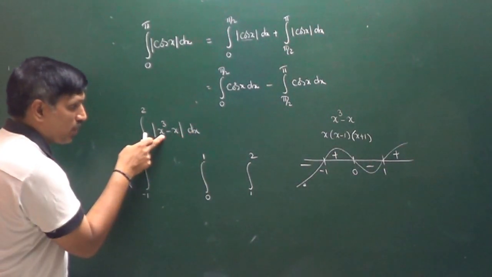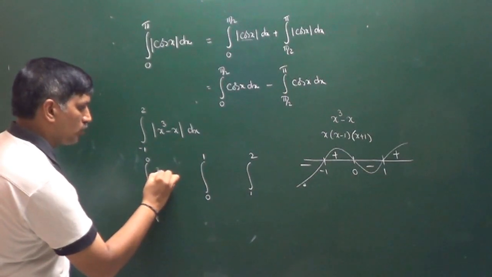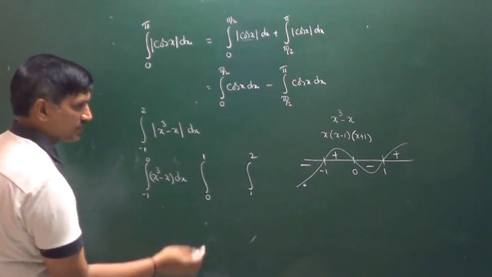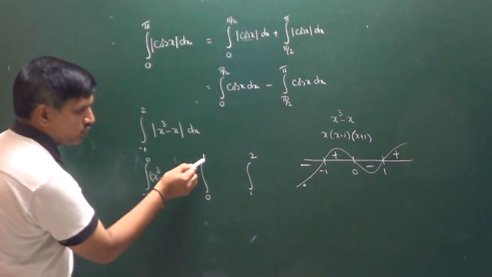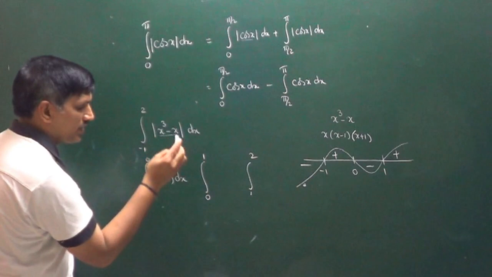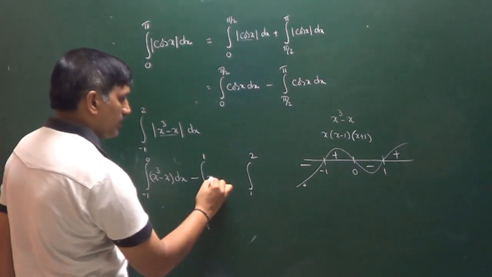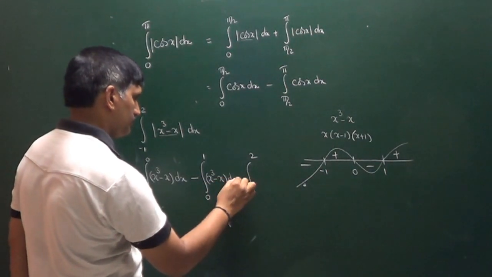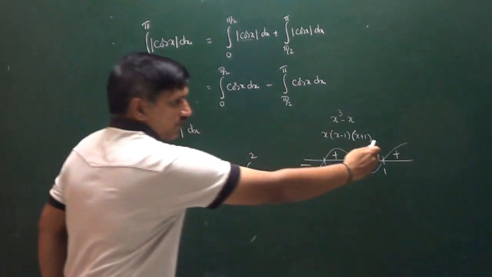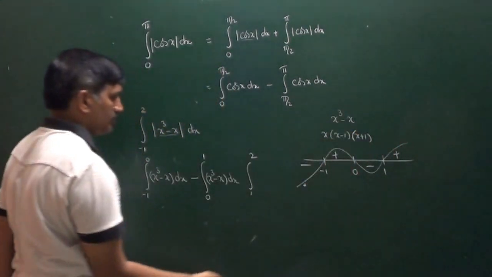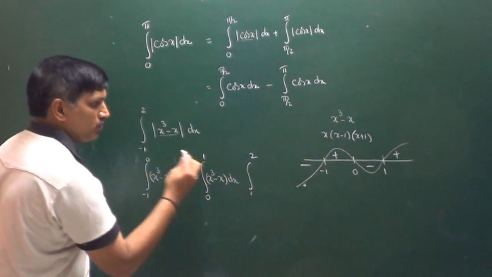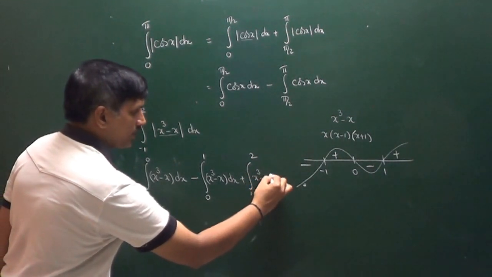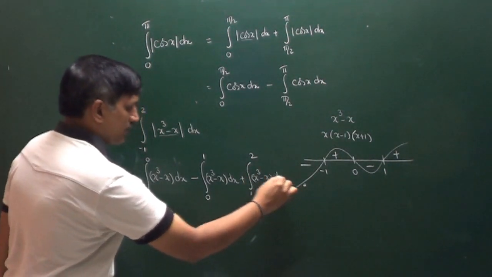This function is positive. That's why x cube minus x. Next, observe the graph. From 0 to 1, this expression is negative. That's why minus of x cube minus x. Again observe, from 1 onwards, this expression is positive. That's why we have to write plus x cube minus x dx. I hope we can do the integration.